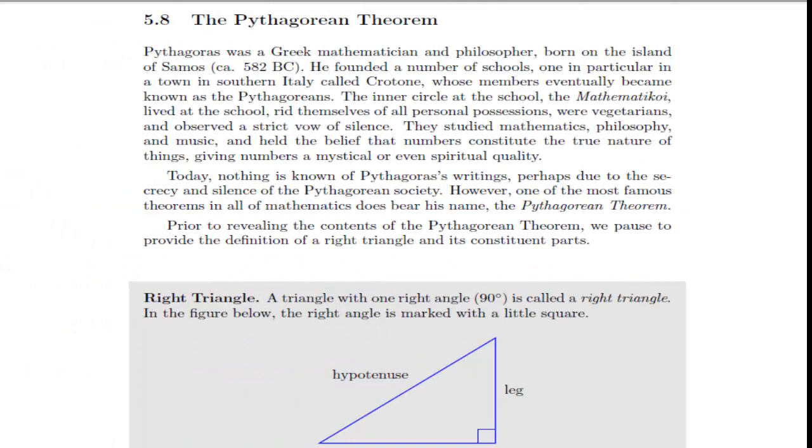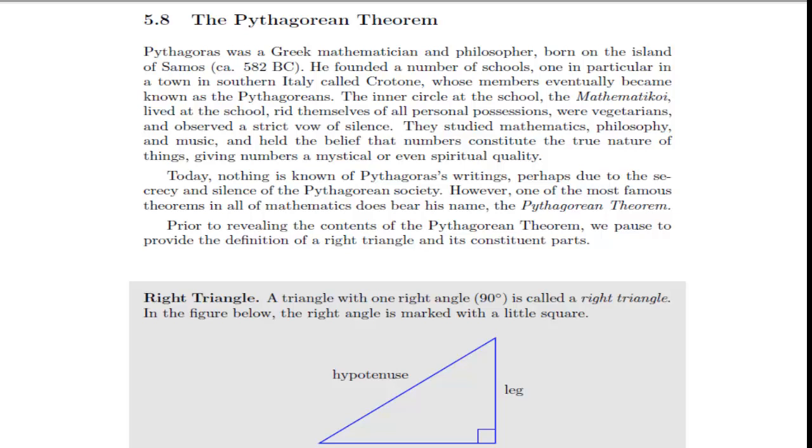Pythagoras was a Greek mathematician and philosopher, born on the island of Samos. He founded a number of schools, one in particular in a town in southern Italy called Croton, whose members eventually became known as the Pythagoreans. The inner circle at the school, the Mathematikoi, lived at the school, rid themselves of all personal possessions, were vegetarians, and observed a strict vow of silence.